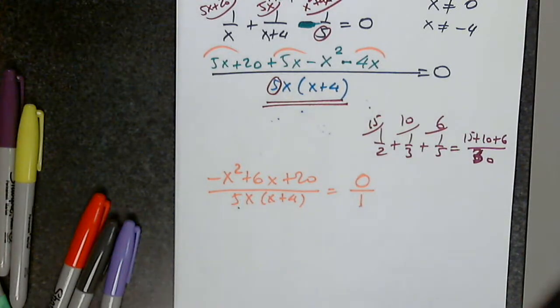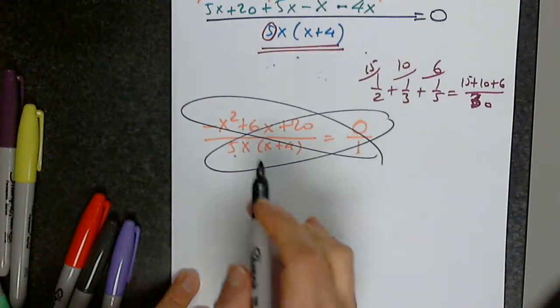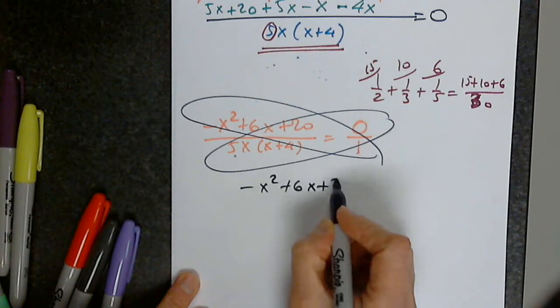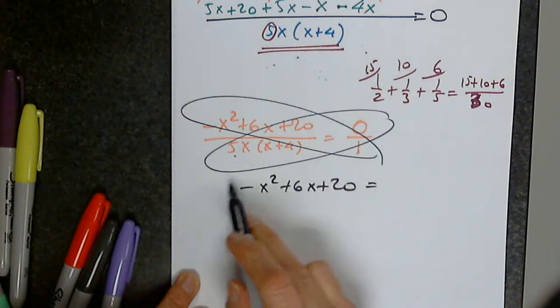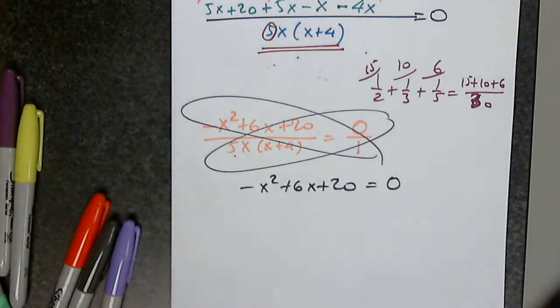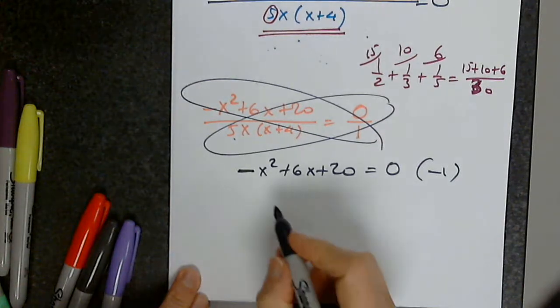So then the final step, almost final step, is what? Cross multiply. So negative x squared plus 6x plus 20 multiplied by 1 equals? Very good. Now this is what type of equation? Awesome. I refuse to solve a quadratic equation with a negative leading coefficient. That's me. Okay? So I refuse to have a negative leading coefficient. So I will multiply both sides by negative 1.